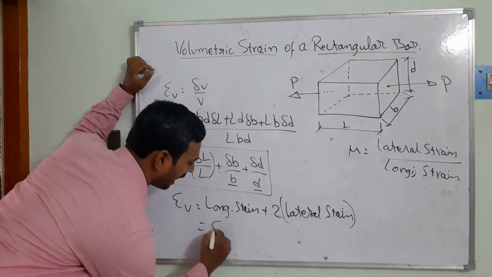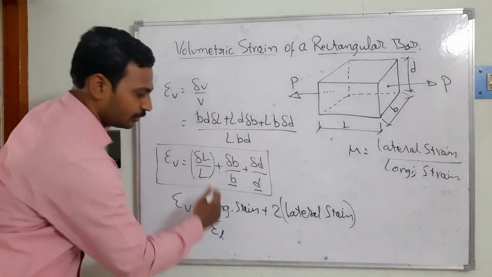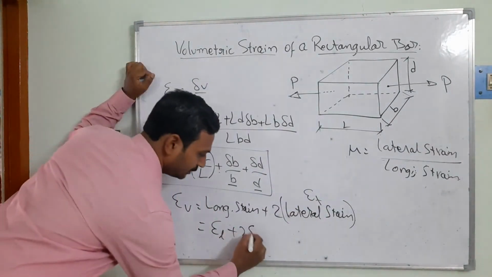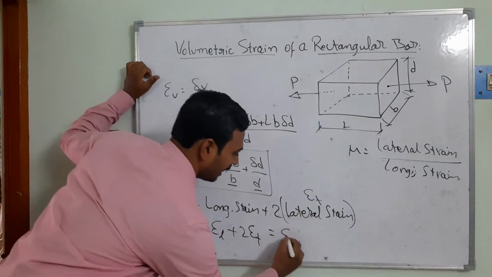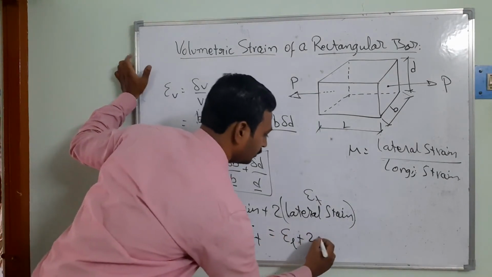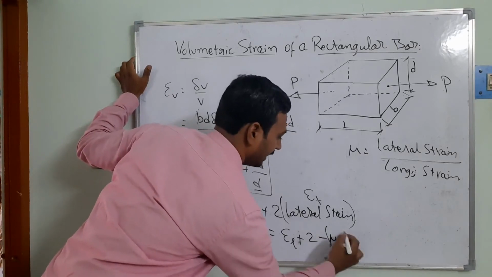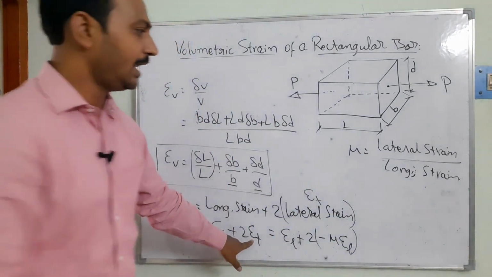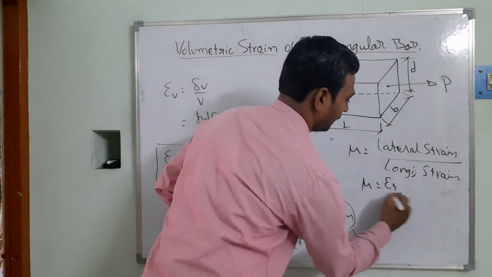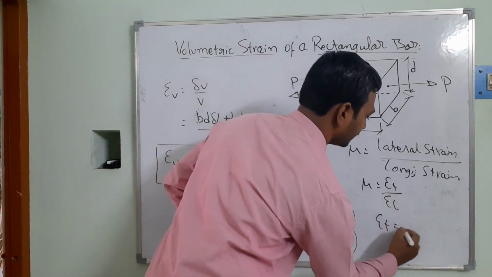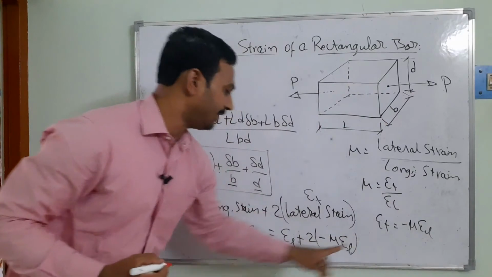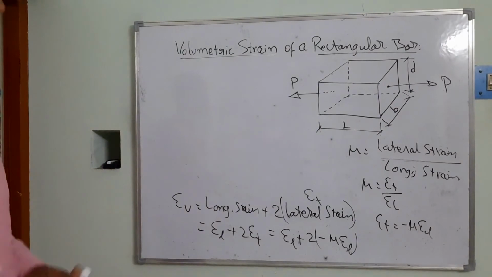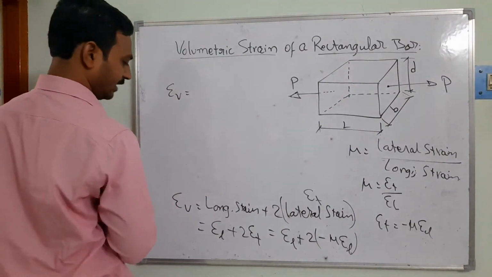Epsilon L is going to be the longitudinal strain plus 2 into lateral strain, which I am going to call epsilon T. That's going to be 2 into epsilon T. Further simplification of this one: epsilon L plus 2 into minus mu into epsilon L, I can take it. Can you see? Because epsilon T I can write as epsilon T by epsilon L, then epsilon T is equal to minus mu into epsilon L. The same equation I have substituted. Right? So then further simplification of this equation.